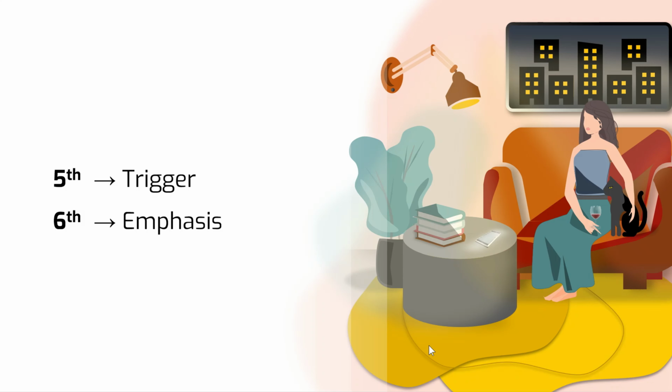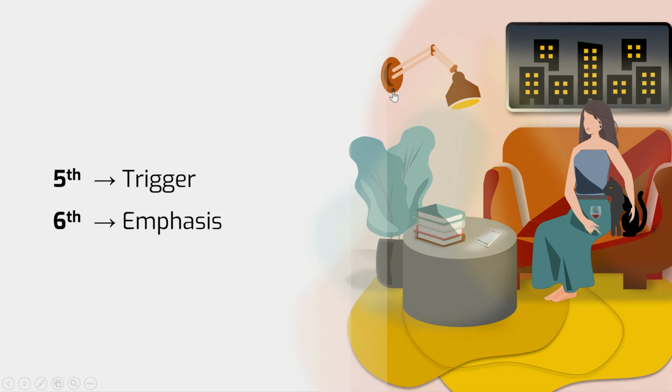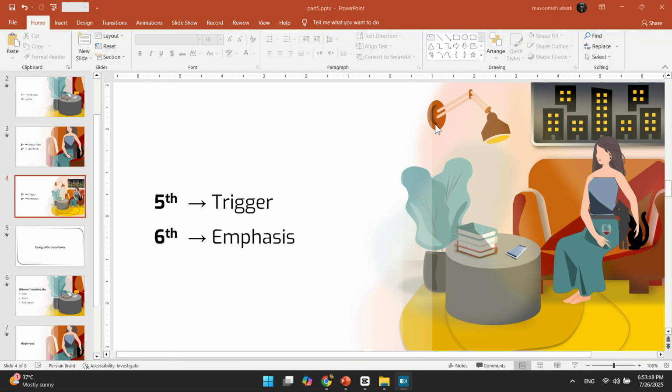The last two effects are trigger and emphasis. It's better to say trigger is a feature that allows an animation or media to start only when you click a specific object like a shape, image, and so on. For example, if I want to turn the light on and off, I need a button, so I'll use this shape and change its name to easily find it in the trigger list.